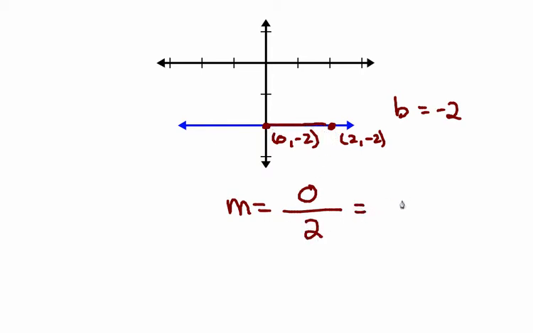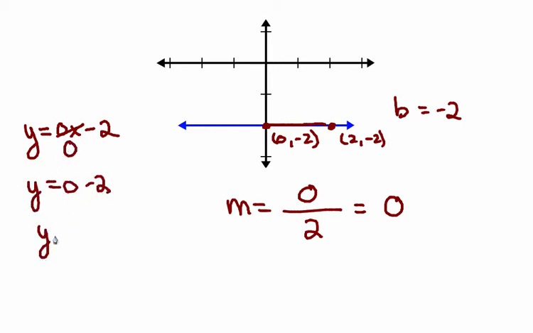Well, 0 divided by anything is 0. If I have 0 pies and share it among 2 friends, nobody gets any pie. So the slope in this case is 0. Well, if we plugged that into our equation, y equals 0x minus 2, 0 times anything is 0. So this 0x term just becomes 0. We know that 0 minus 2 is negative 2.